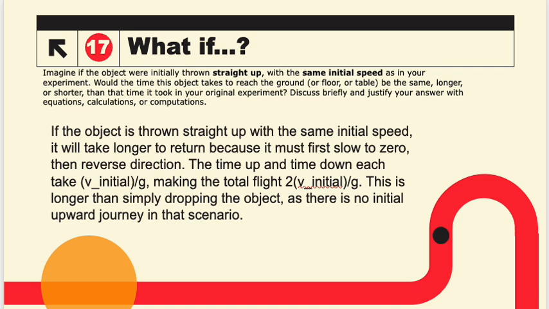For the "what if," I answered that if the object had been thrown upward instead of dropped, it would have taken longer to reach the ground. The total time would be 2 multiplied by v initial all over g, as it must first decelerate before reversing direction.